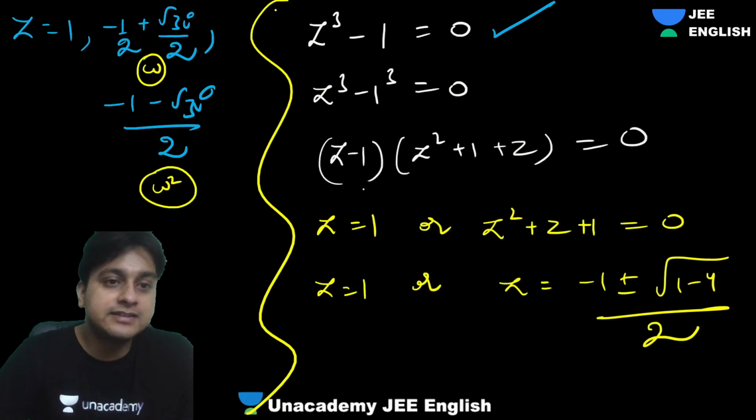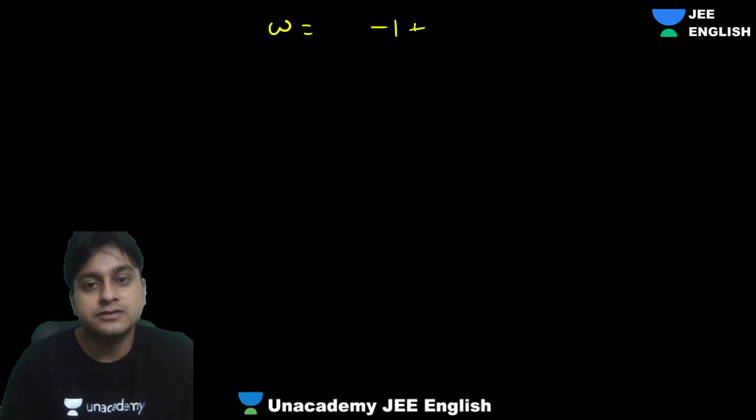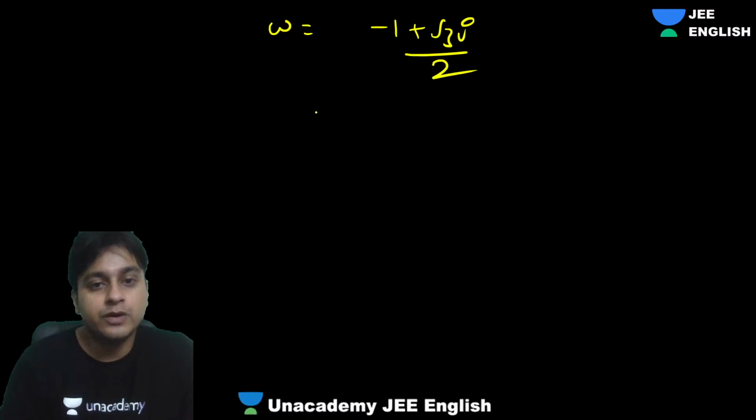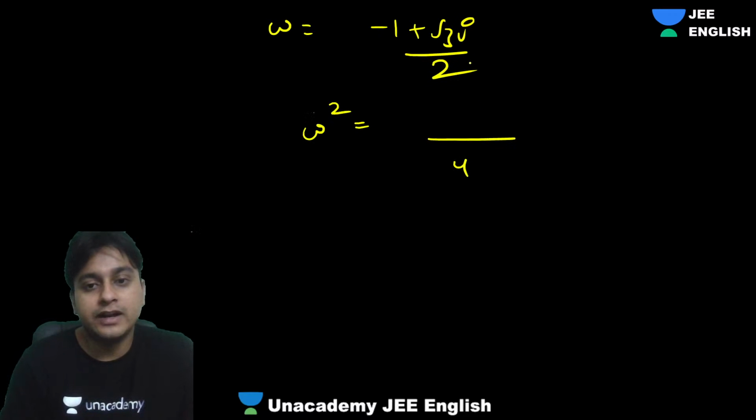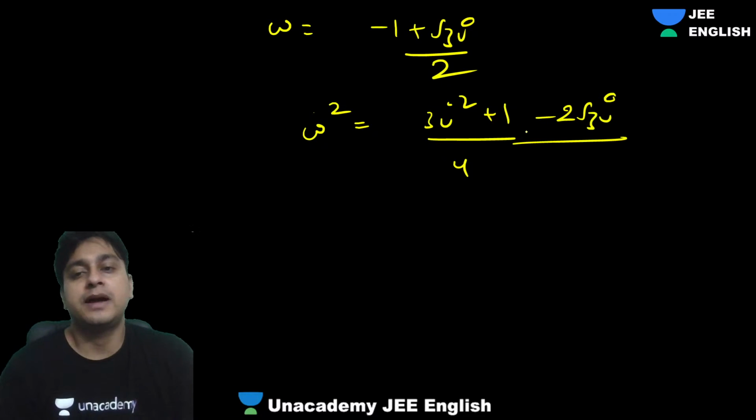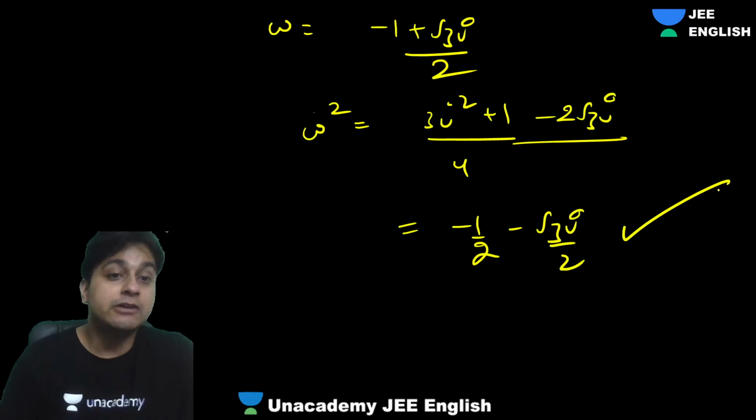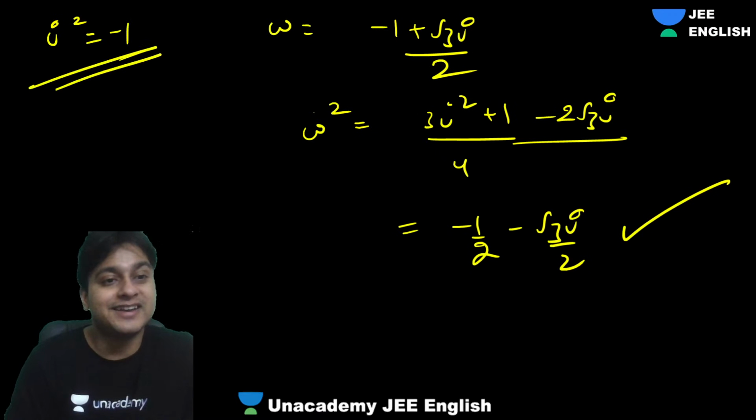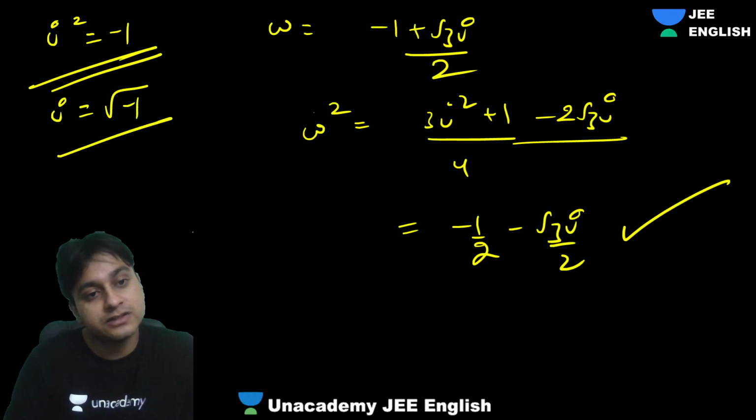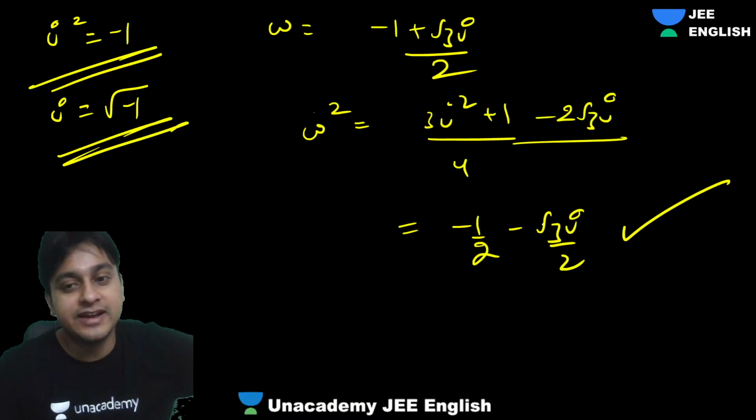Why is this called omega square? Because when you square it up, let's suppose your omega is minus 1 plus root 3 iota by 2. When you square it up, what do we get? We get (a minus b) the whole square, iota square is minus 1, so 1 minus 2 root 3 iota minus 3, which gives minus 2 by 4, so it will be minus 1 by 2 minus root 3 iota by 2. Yes, because iota square is minus 1; iota is the square root of minus 1. Please make sure that you remember this. So this gives you the omega square value.